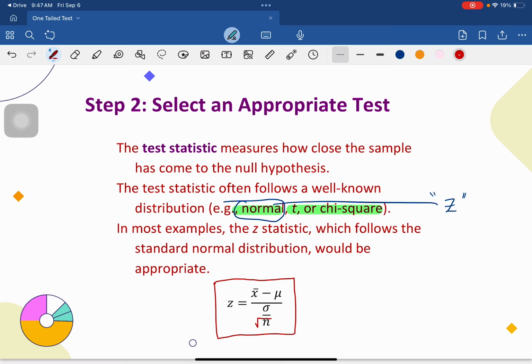So the focus will not be a t-value, will not be a chi-square value, but instead we will just be using our normal distribution table, which we already know how to use, and we just focus on the z-values.